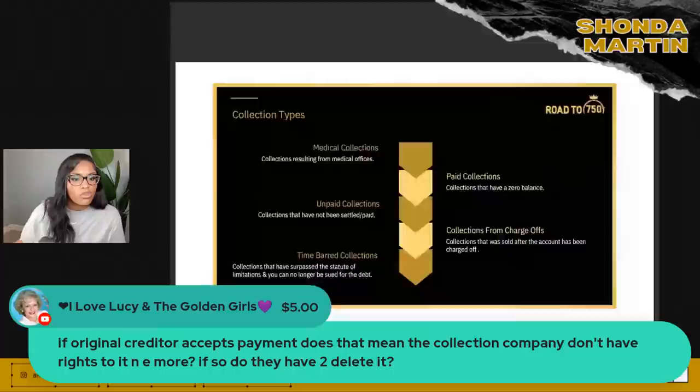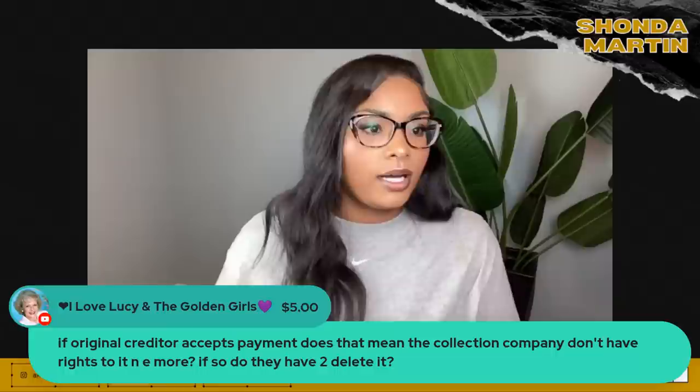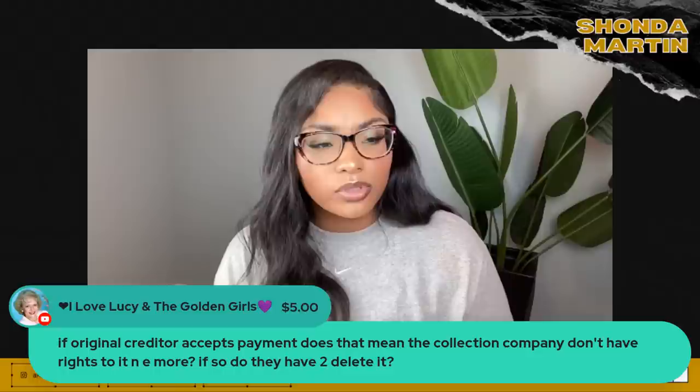Hold on, y'all. It says, if the original creditor accepts payment, does that mean the collection company doesn't have rights to it anymore? If so, do they have to delete it? That is a really, really good question, and I'll go ahead and answer that.